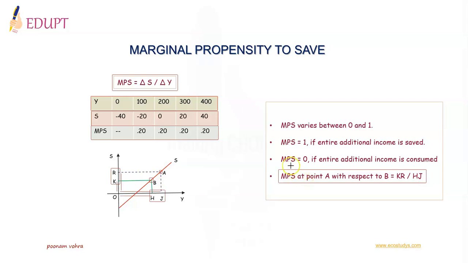One can also observe that marginal propensity to save varies between 0 and 1. It is equal to 1 when entire additional income is saved. It is equal to 0 when entire additional income is consumed.